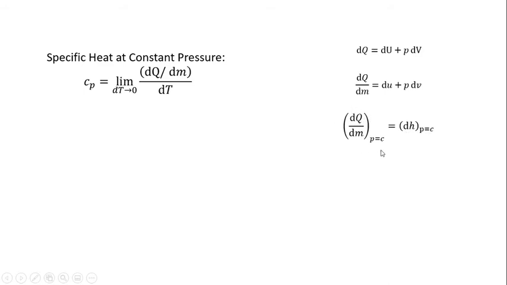Now if we put this value of dq by dm in this equation of Cp, we get that Cp is nothing but dH by dT at constant pressure, which means that the specific heat at constant pressure of any substance, which is Cp, is defined as the rate of change of enthalpy with respect to temperature when the pressure is held constant.